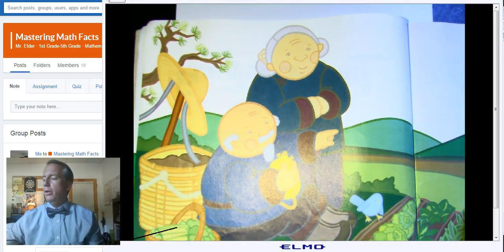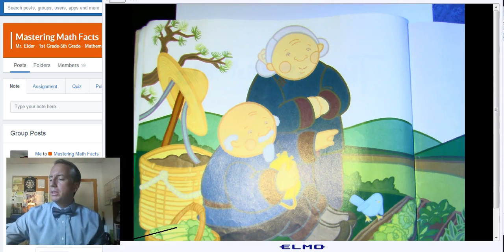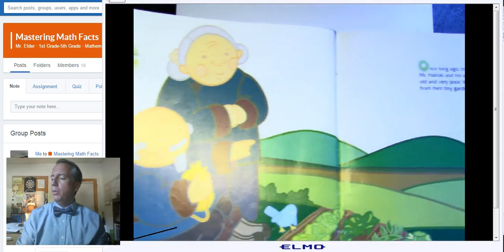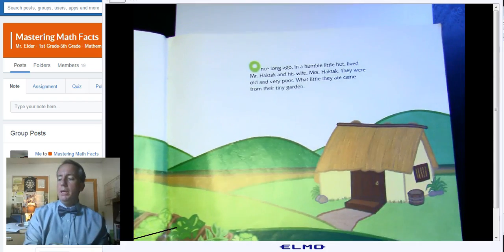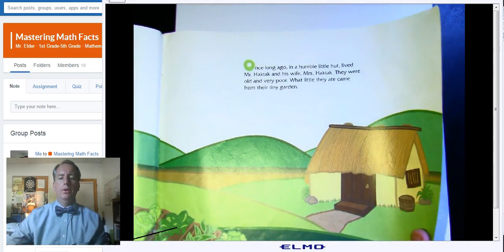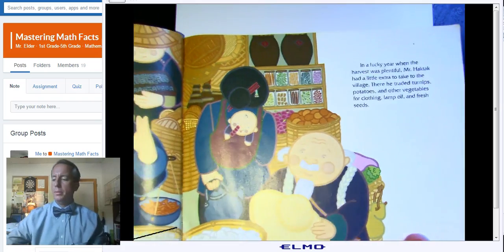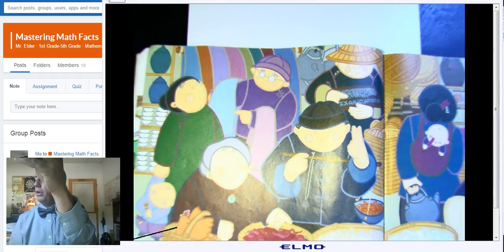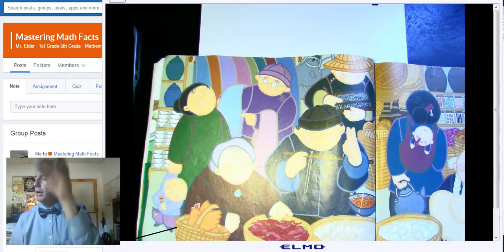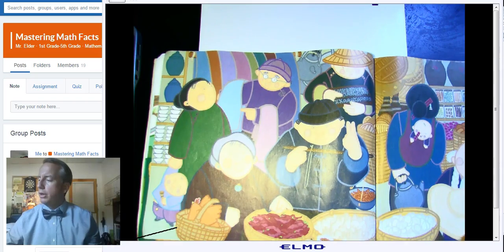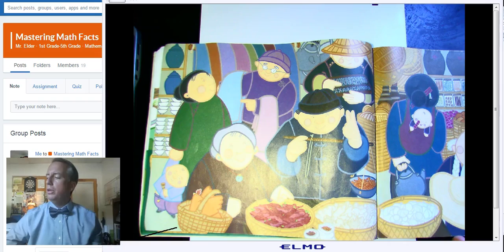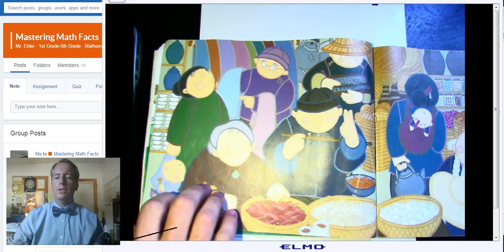Once, long ago, in a little hut, lived Mr. Hacktack and his wife, Mrs. Hacktack. They were old and they were very poor. But what little they got to eat came from their very tiny garden. In a lucky year, when the harvest was plentiful, Mr. Hacktack had a little extra to take to the village. There he traded turnips, potatoes, and other vegetables for clothing, lamp oil, and some fresh seeds.